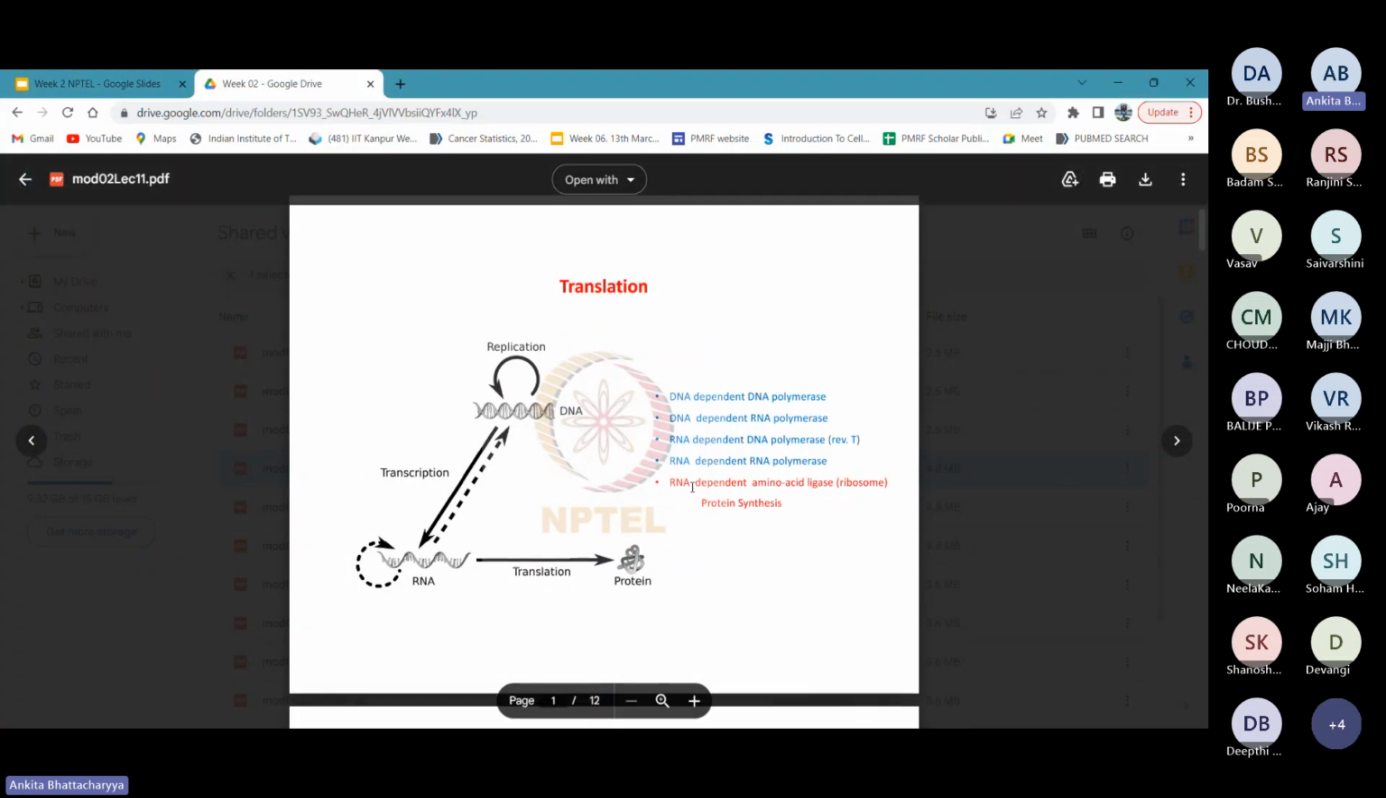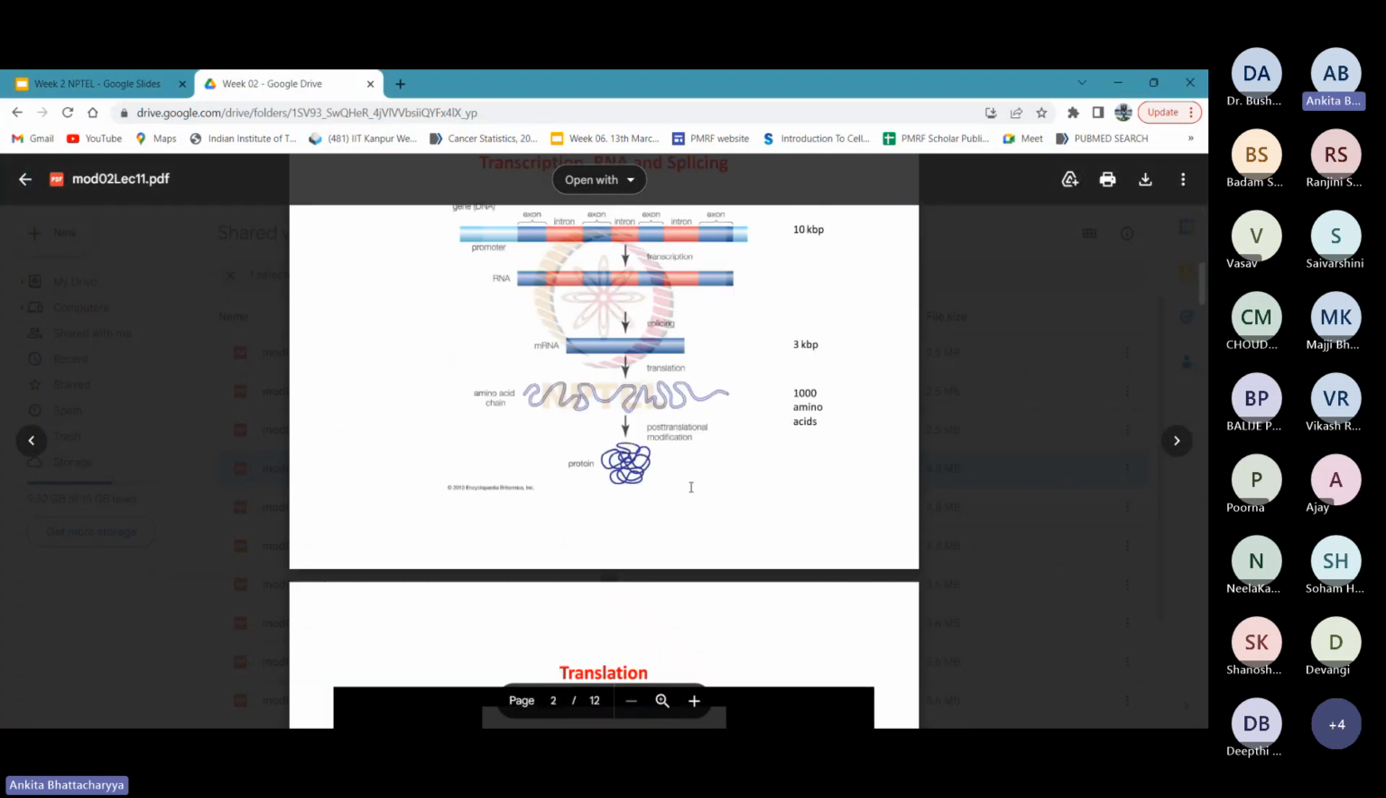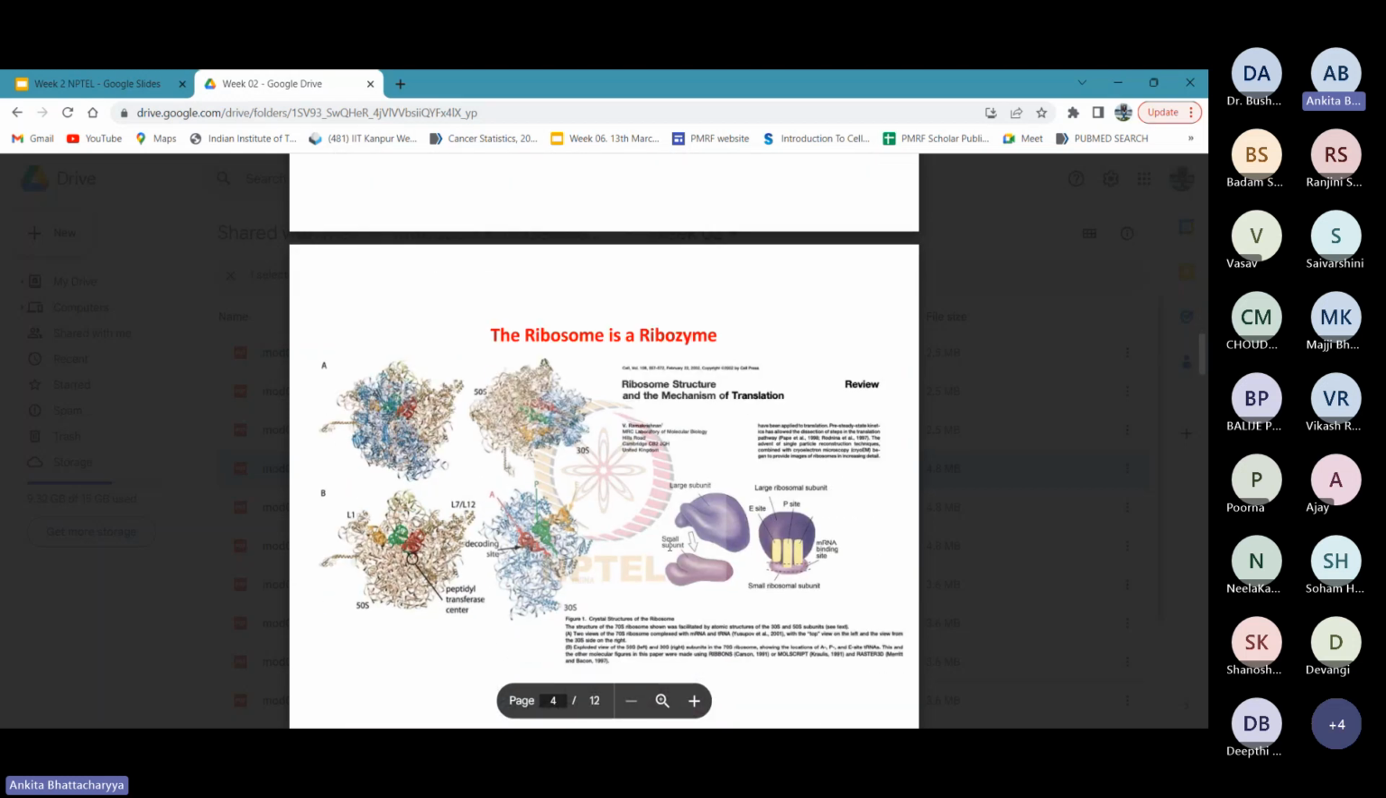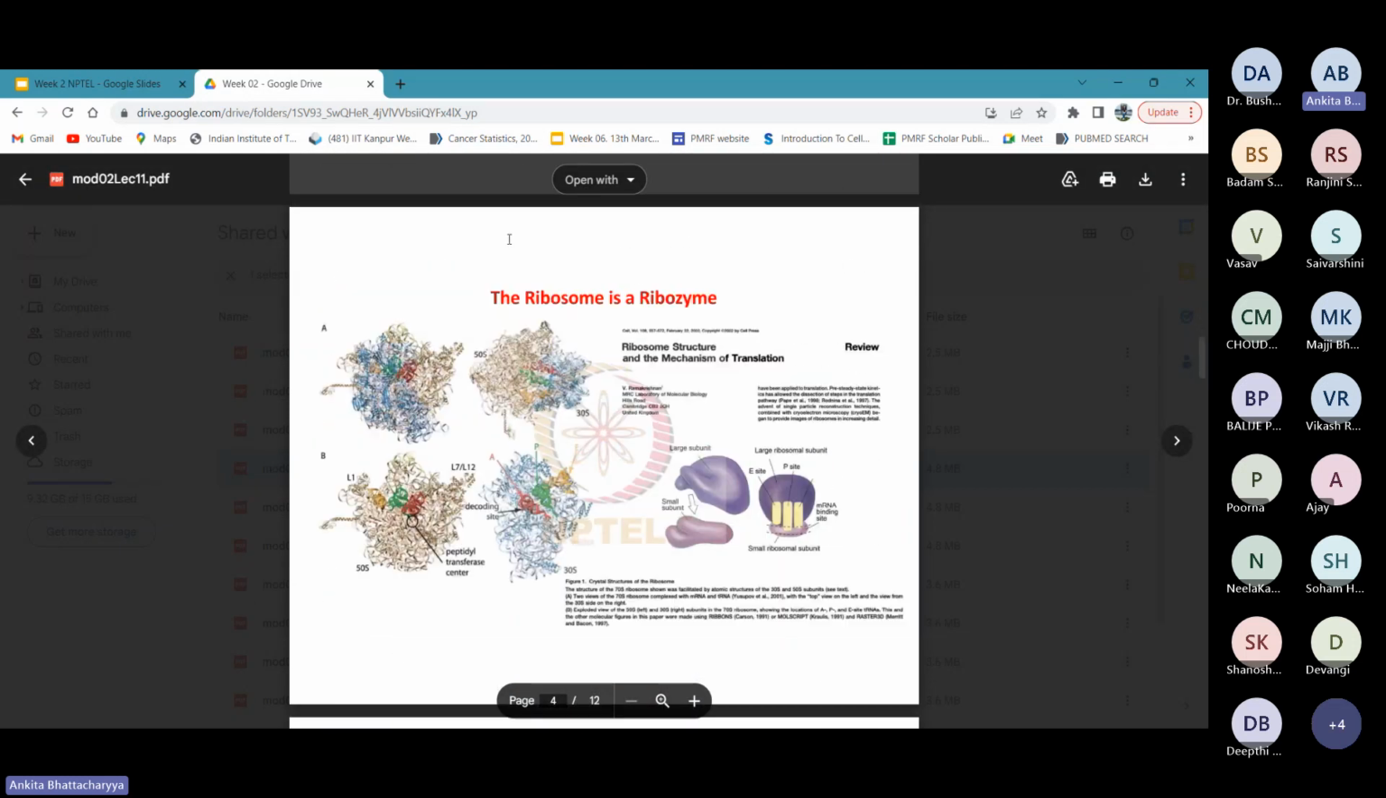So we'll come to that. Till here, this is the same dogma that is being followed. We are now looking at this step where, after the mRNA has been produced, the next step is translation to produce the polypeptide chain, which will then fold into the protein. Like I mentioned, the ribosome is a ribozyme, and its structure was one of the biggest problems tackled by the scientific community for multiple decades, for a very, very long time.